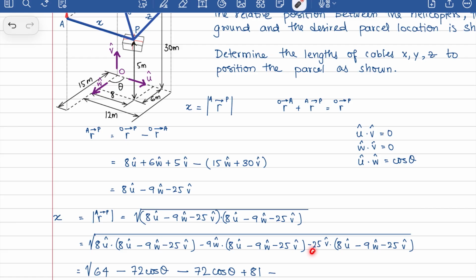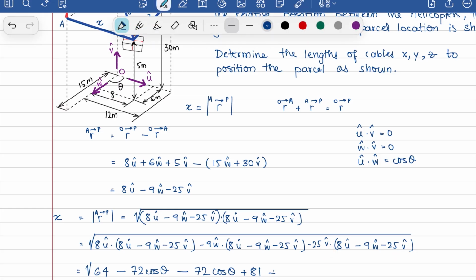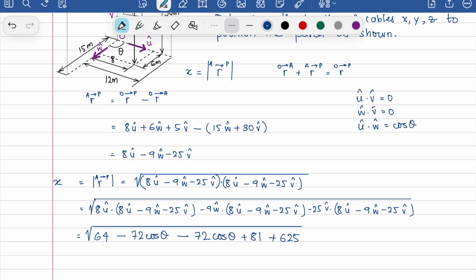minus 25 times 8 v hat dot u hat is 0. 25 times 9 v hat dot w hat is 0. 25 times 25 v hat dot v hat is, sorry, 625. And that's it. So now you have the square root of 770 minus 144 cos theta.